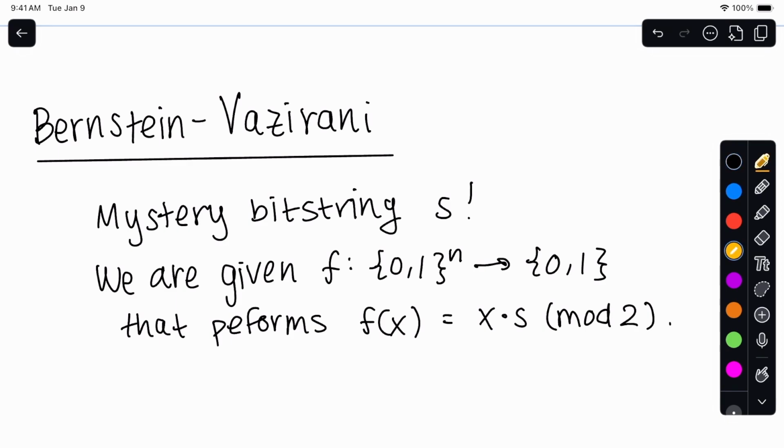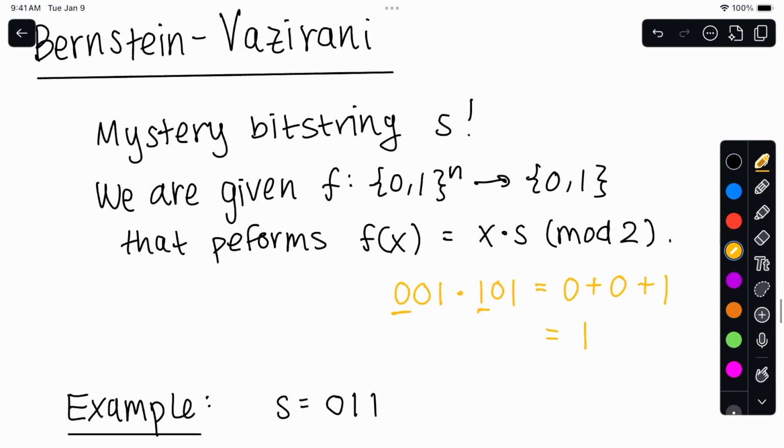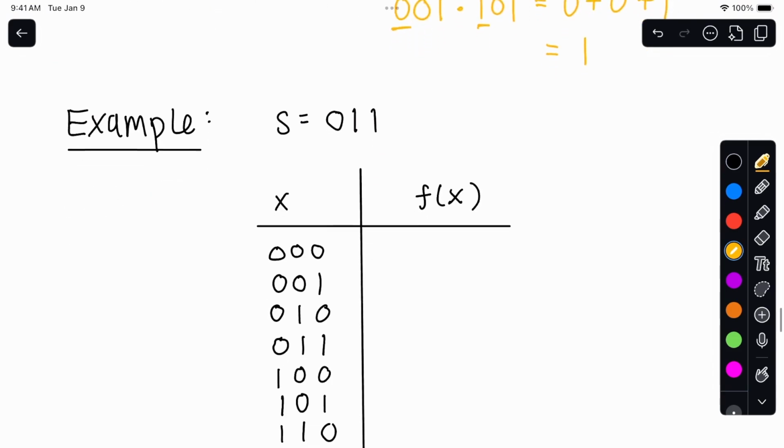So for example, if you had 0, 0, 1 dotted with 1, 0, 1, you just go pairwise through the elements. So the first 2 elements here would be 0 and 1. So 0 times 1 is 0, plus now the second one, 0 times 0 is 0, and the last one plus 1. So this would be 1. And if it was some number larger than 2, you would just do modulo 2. So let's consider an example of such a function.